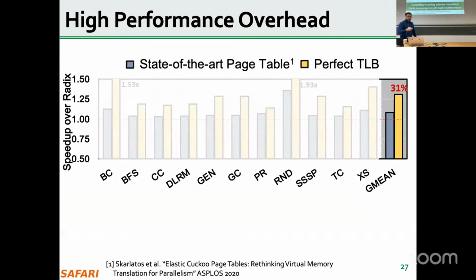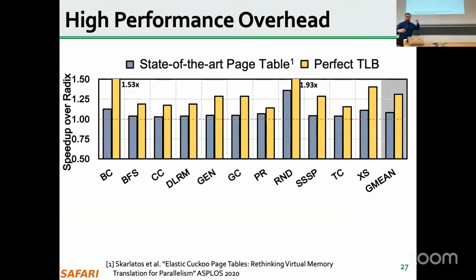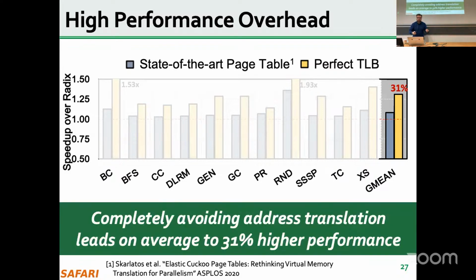In this plot, we make an idealized study. We take as a baseline the radix-based system, and we use the state-of-the-art page table, which is proposed in the literature in a paper from ASPLOS 2020, and a perfect TLB scenario. The perfect TLB means we always hit. And we do this experiment so that we can see the headroom, how we can aim in terms of performance, whether we can optimize this problem. And as we observe, if we completely avoid translation, this leads on average to 31% higher performance compared to the baseline system, which gives us a 31% performance headroom to work with.